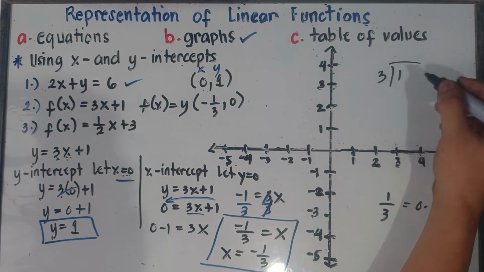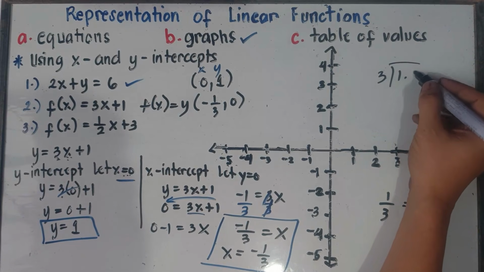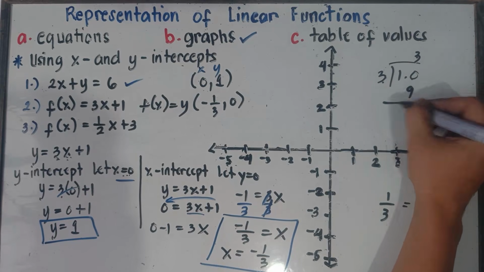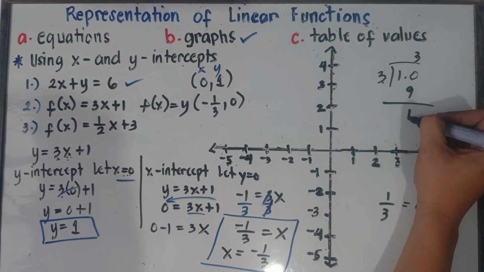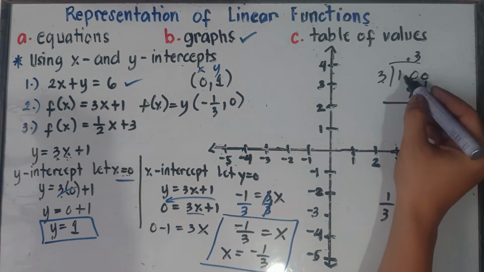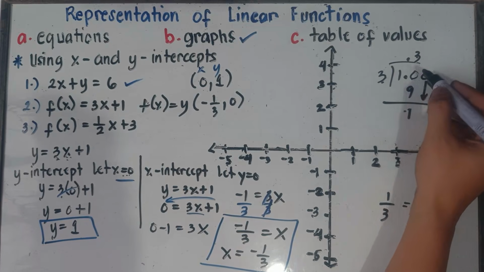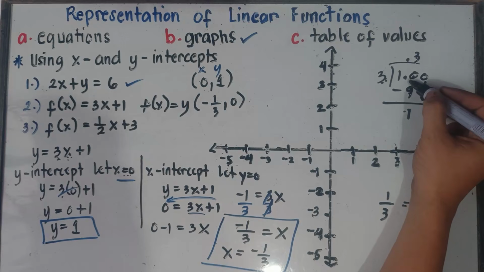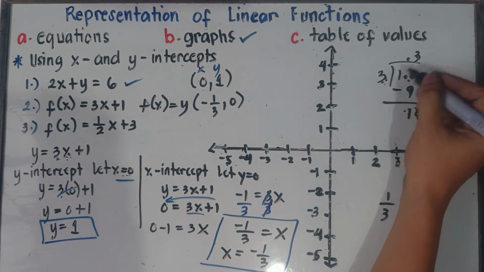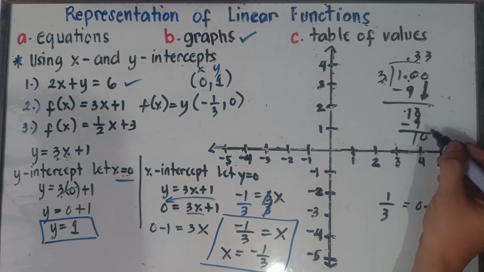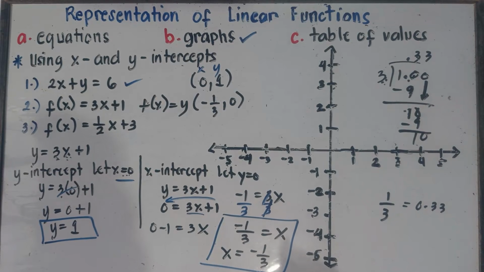Because 1 divided by 3 cannot be done, we put a decimal point right here and borrow a 0. 10 divided by 3 is 3. 3 times 3 is 9. Subtract, 10 minus 9 is 1. Then add another 0. 10 divided by 3 is 3, 3 times 3 is 9, subtract, that would be 1. Add another 0, so you will have the same answer, 0.333.